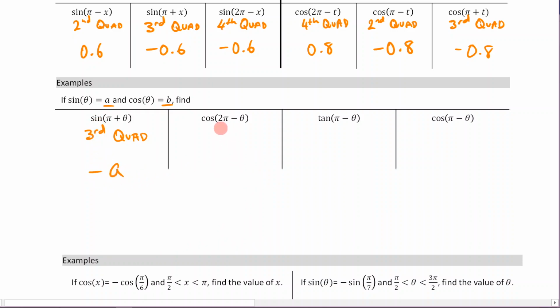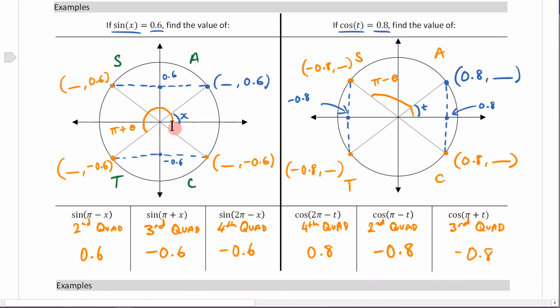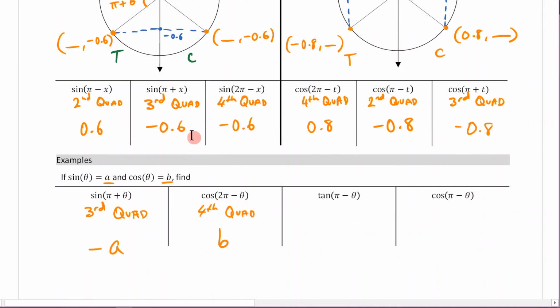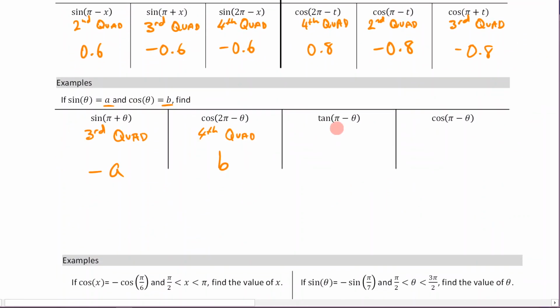Go on to the next one. This is referring to my fourth quadrant. It's asking for cos. I know that cos is going to be positive in there, so that means it's going to be B. I'm also thinking of it in terms of x and y. I'm thinking, cos, that's referring to my x values. My x values are positive on this side. That's how I'm thinking.